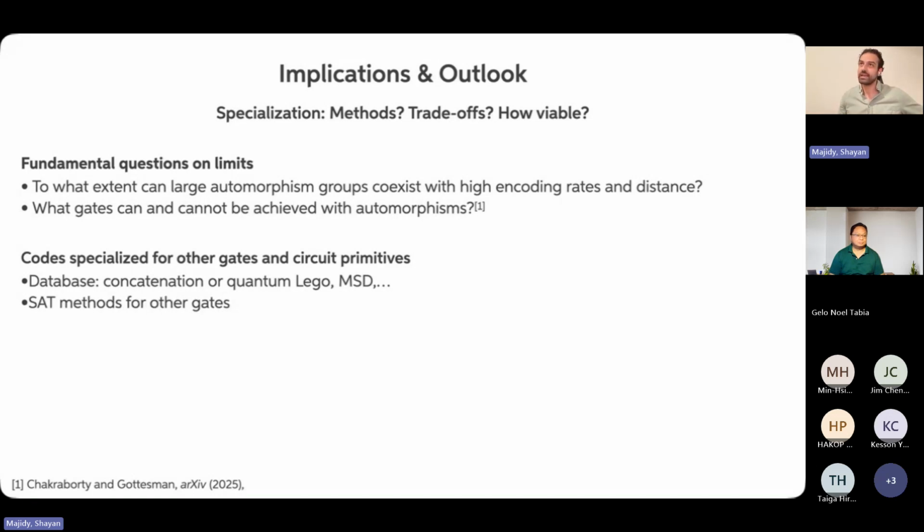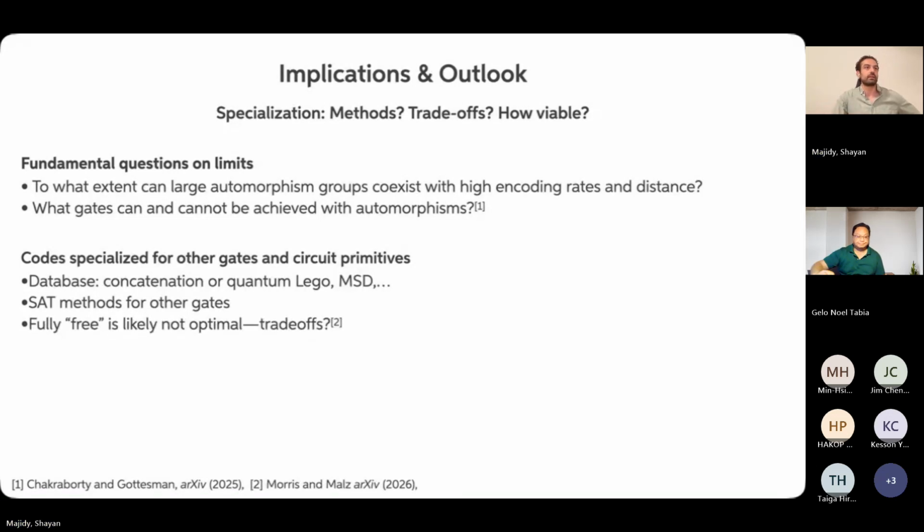The SAT methods we have, so using SAT for finding codes with targeted gates is a new idea. It's a new approach to using SAT in this space, but I think it can be easily adapted for other gates. And I alluded to this earlier, but this fully free approach where we want to pay absolutely nothing in terms of the operations we do for C-naughts is likely not optimal because of the number of physical qubits we have to give up. But where is the sweet spot? And some questions around the trade-offs, particularly for phantom codes, were looked at in this paper by Morris and Malls.